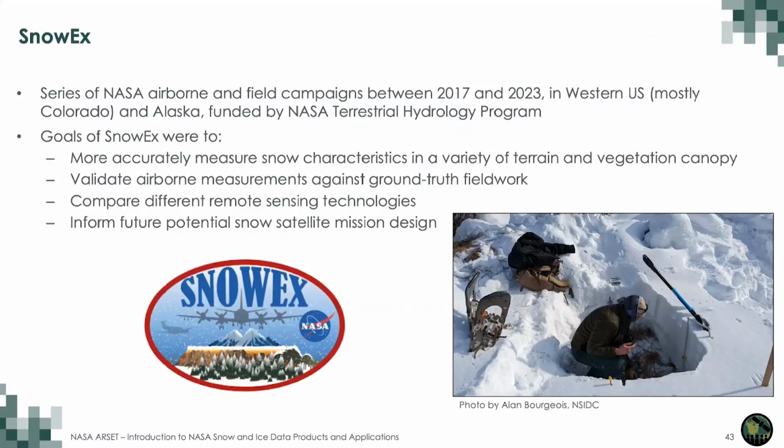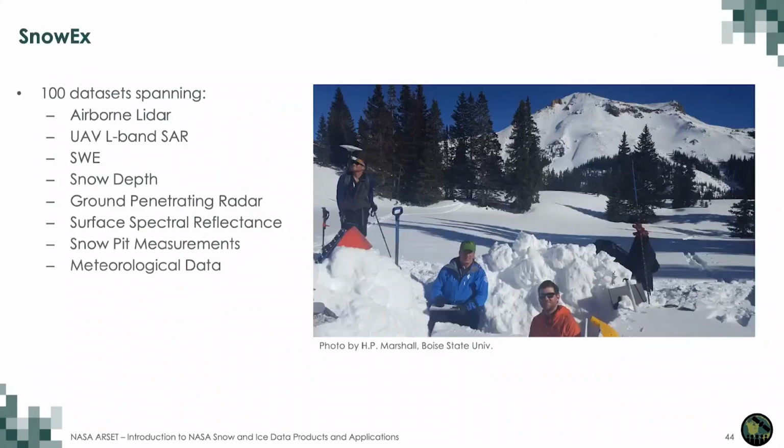There has not really been a snow satellite mission by NASA or really any space agency focused specifically on snow and having instruments that are optimized for snow. So SnowEx really worked towards trying to understand the instruments and the data from the different instruments and what would be an optimal combination for such a satellite mission. I'm not going to list all of the data sets because there are just so many. There are about 100 data sets spanning all different kinds of data.